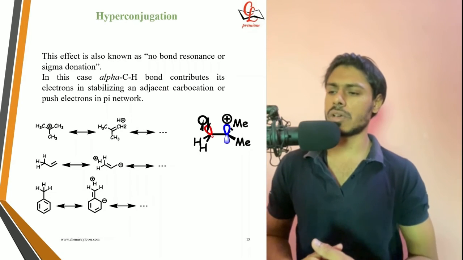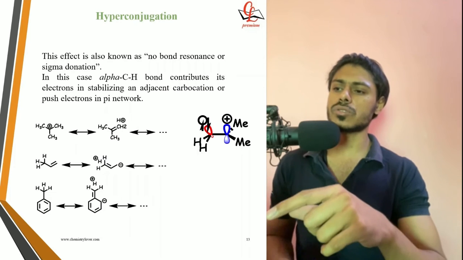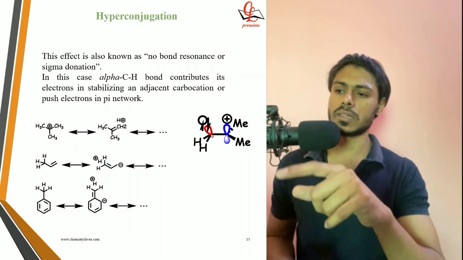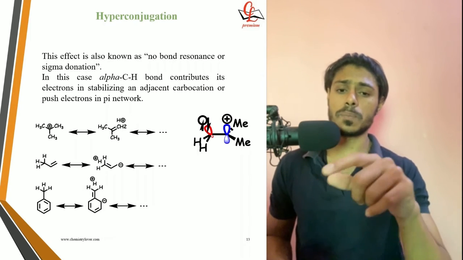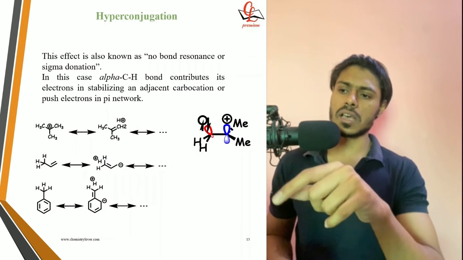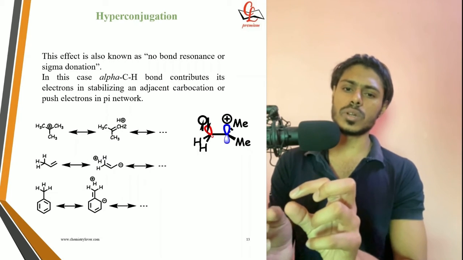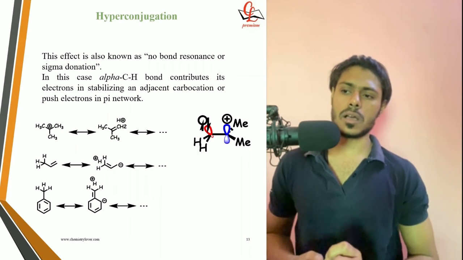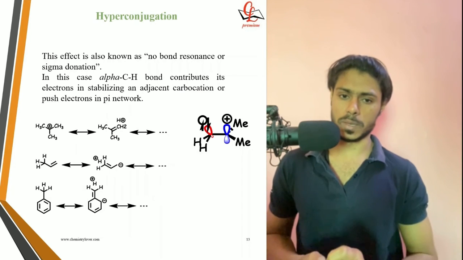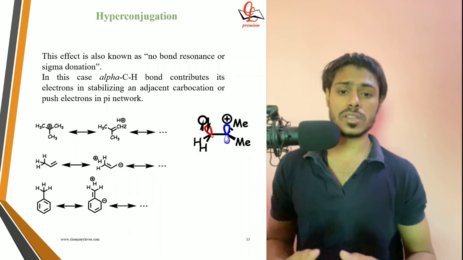That is shown by example 1, where we have a tertiary butyl cation, and the CH bond is donating its electron into the positive center, the central p orbital, which is shown in the orbital diagram. You can see the CH sigma bond has two electrons, so it is donating its two electrons into the vacant p orbital. So this is called sigma donation or no bond resonance or hyperconjugation.